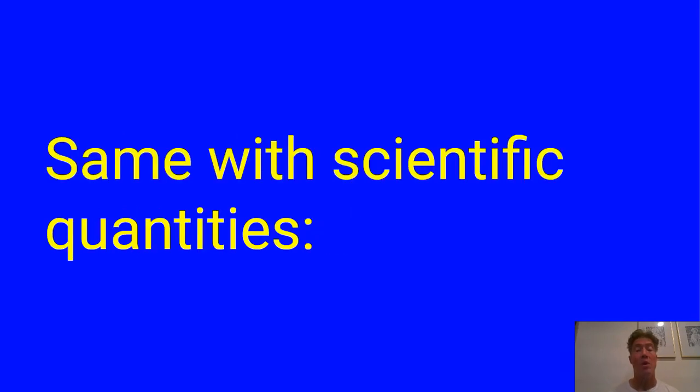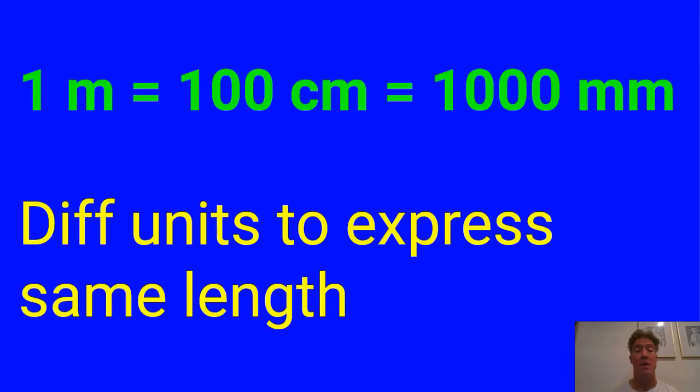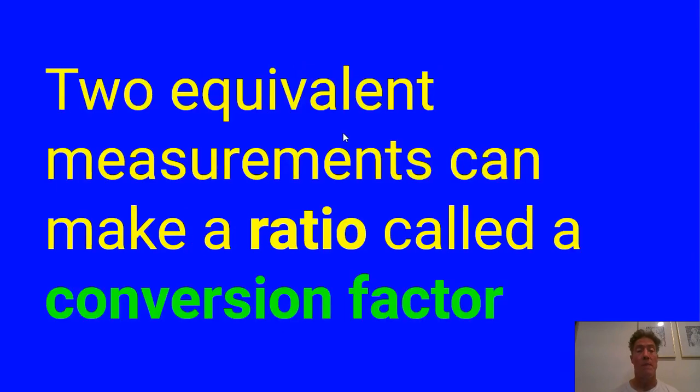And the same goes with scientific quantities. We can say a meter is equal to 100 centimeters, which is also equal to 1,000 millimeters. So we can use different units to express the same length. These are all equivalent lengths, just expressed in different units. And that's going to become important. This difference in units is going to help us when we want to change from one unit to another.